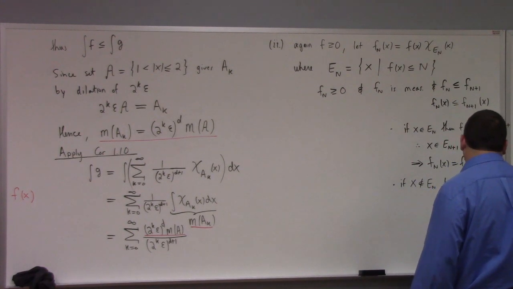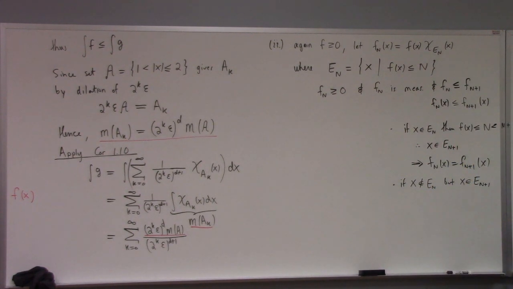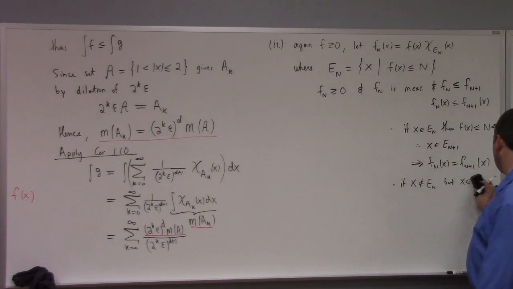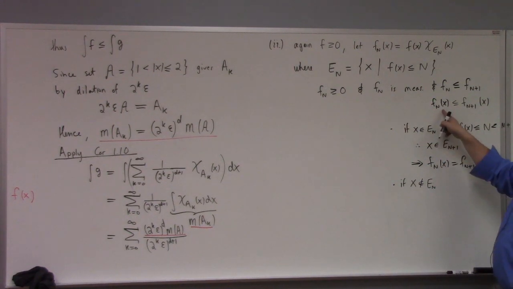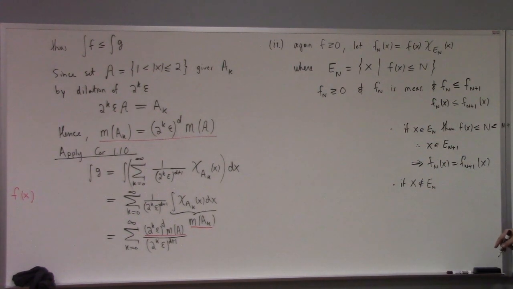No, you just need x not in En. Because then you will have fn of x equal to 0. And the other is just not independent. So then I know that fn of x is 0 and is automatically less than or equal to whatever that is. Yeah, okay. Fair enough. All right.